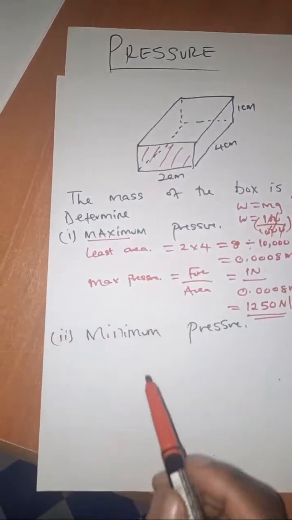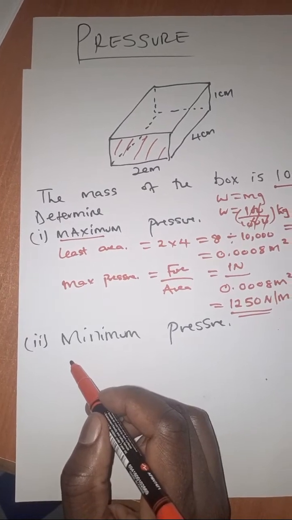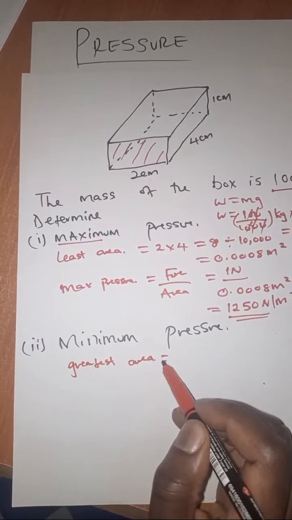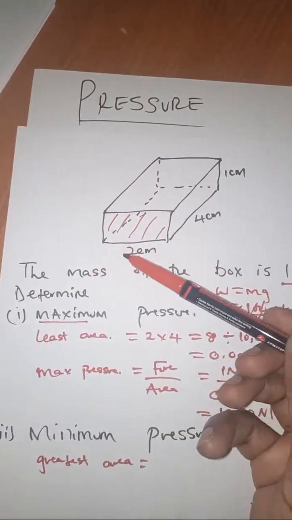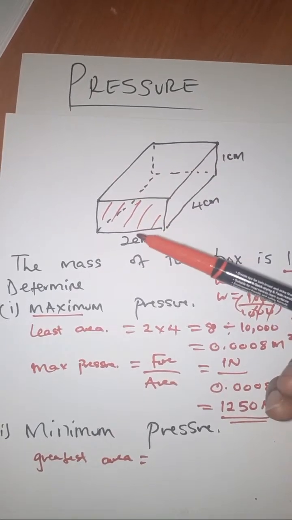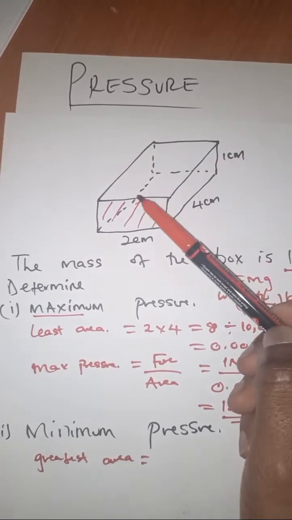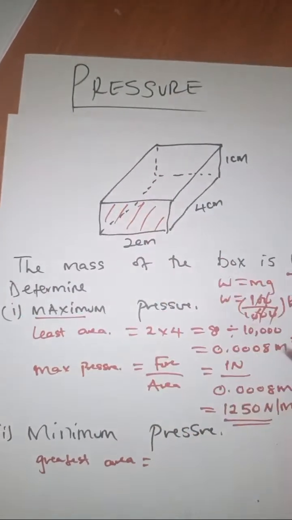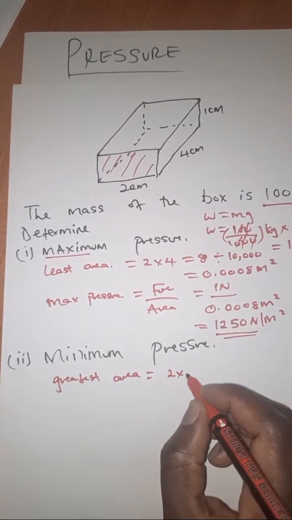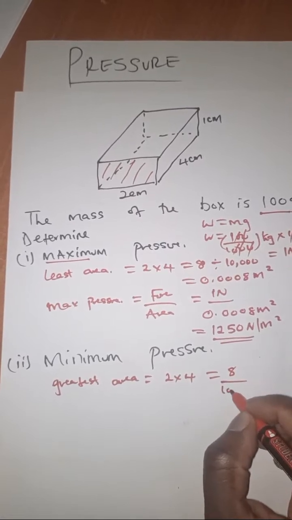When we talk about minimum pressure, we are going to go for the greatest area. From the dimensions we have here, the two dimensions which when multiplied give a higher value are automatically 2 and 4, the base. The base gives us a greater area. So this is 2 by 4, which is 8.